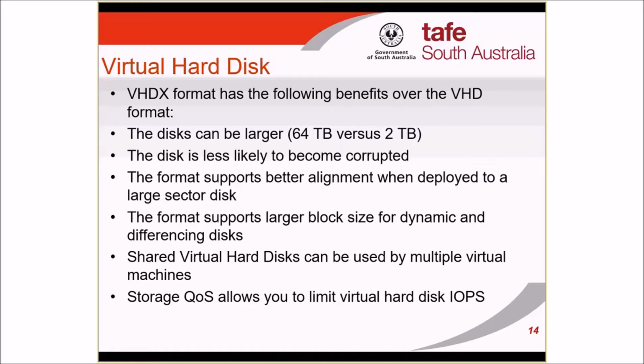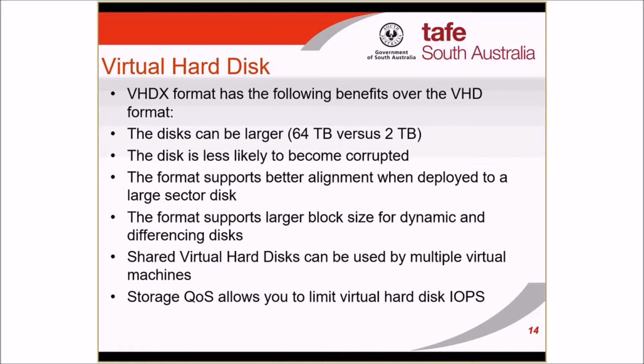The disk can be larger, so the virtual hard disk can go up to 64 terabytes instead of the old 2 terabytes. 2 terabytes is still huge for a virtual machine, okay? But 64 terabytes is obviously even larger. The disk is less likely to become corrupt, okay? The format supports better alignment when deployed to a large sector disk.